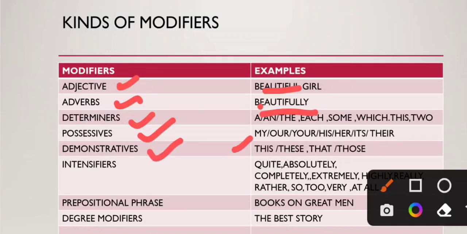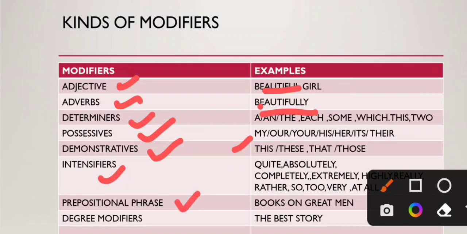Demonstratives: this, these, that, those. They are also modifiers. Intensifiers generally act as adverbs, so they are also modifiers. They intensify the meaning: quite, absolutely, completely, extremely, highly, rather, so, too, very, at all.